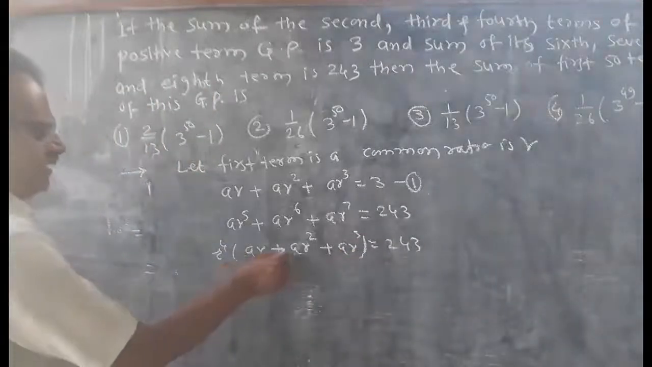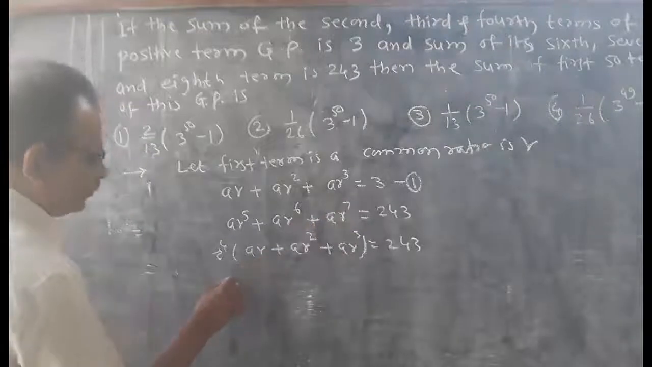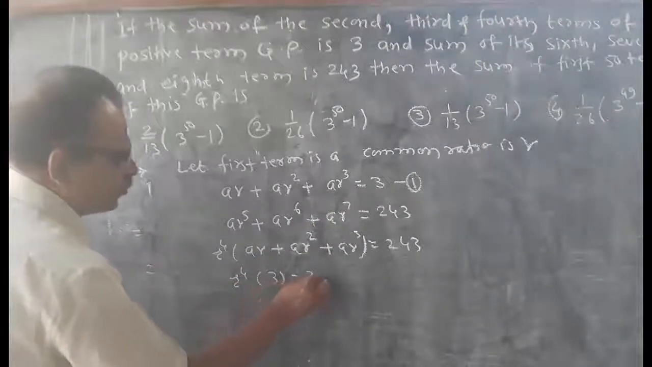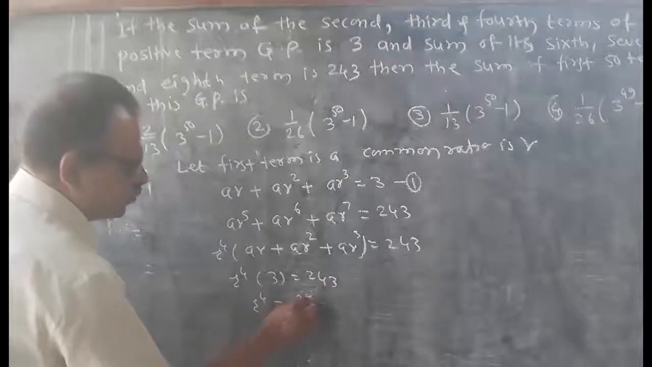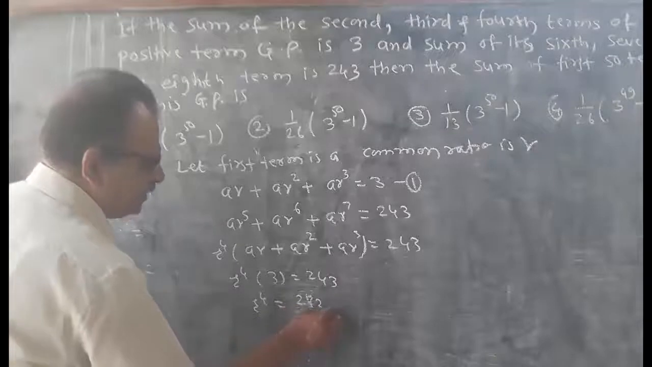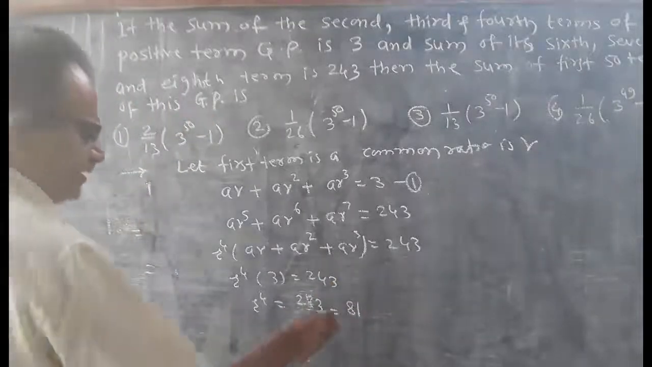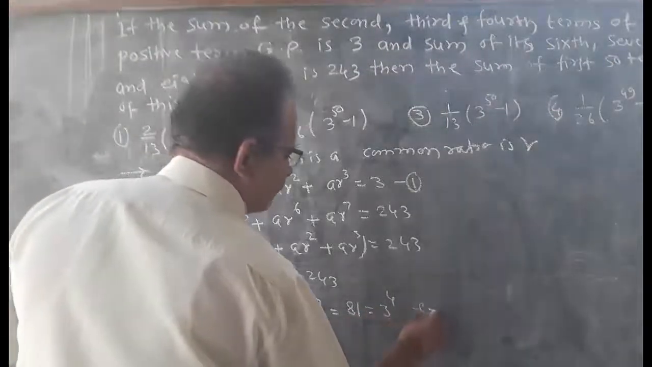And AR plus AR square plus AR cube equals 3 from equation 1. Therefore, R raised to 4 into 3 equals 243. Therefore, R raised to 4 equals 243 divided by 3, equal to 81. 81 is nothing but 3 raised to 4. Therefore, R equals 3.